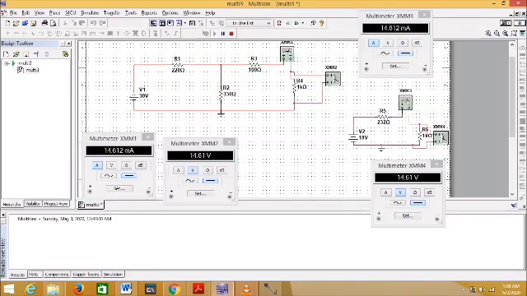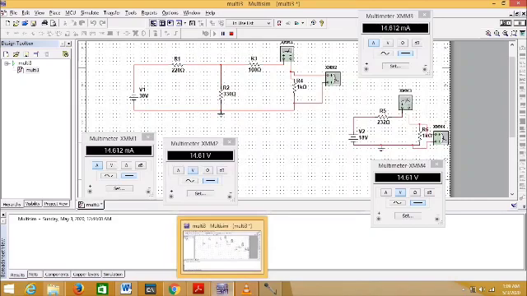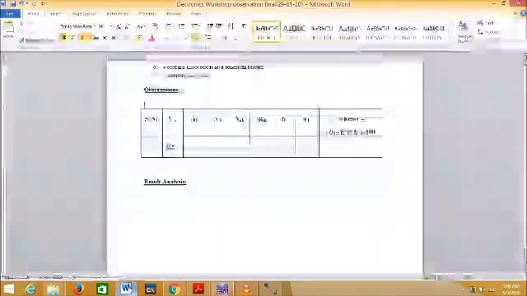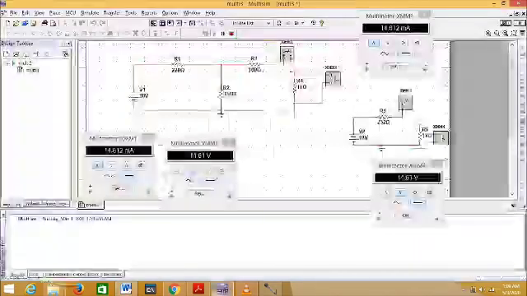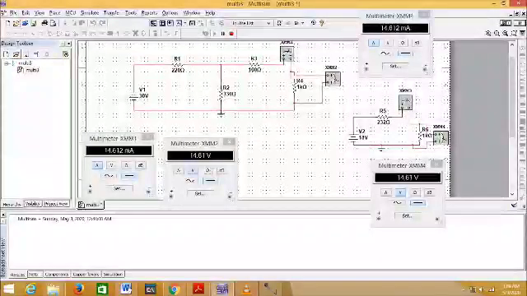So practically you may be getting a percentage error, but here in Multisim you may not be getting a percentage error, so you need not worry about that particular column. Okay, so hope you all understood doing this experiment. Let me show you how to do Norton's experiment.